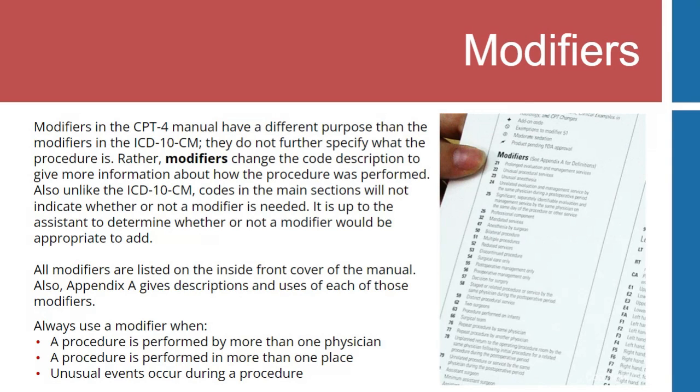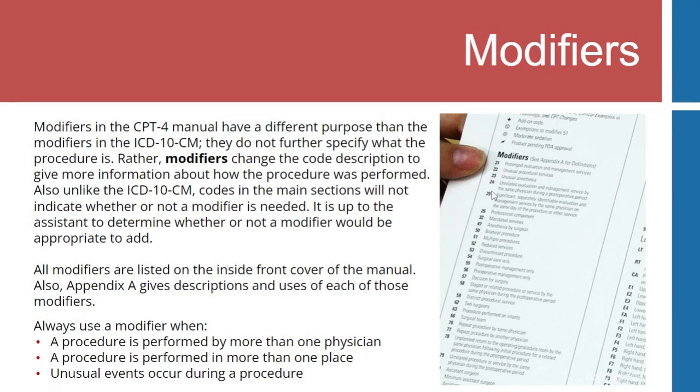It may sound redundant, like you're still adding something to add more information, which is kind of true in a way. However, the question is there. If you see that question, you need to know the difference between the two. So the modifiers for CPT add more information. You add a modifier if a procedure was performed by more than one physician, if it was performed in more than one place, or if any unusual events occur, like let's say the patient had anesthesia and got a reaction to it. Any extra information, any special circumstances is what modifiers do.